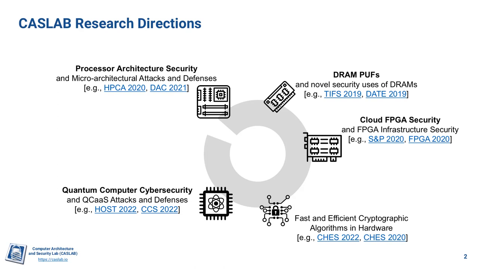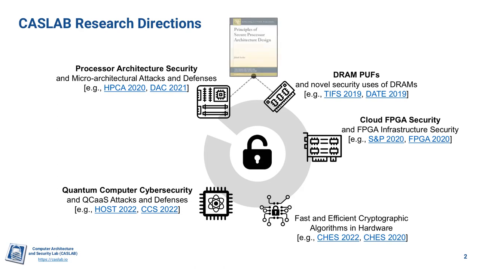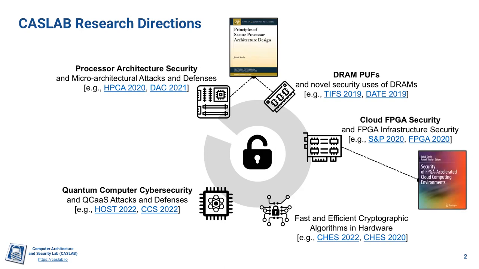In addition to research, I'm also very interested in education, and related to that, I have two books. One is on processor architecture security, which deals with designing secure processor architectures, and which I published a few years ago. Then this December, we have a book with Russell Tessier from UMass coming out on the security of cloud-accelerated FPGA environments. It's a really nice way of summarizing a bunch of research into a concise form so people can learn from it. I'm using this book in my current FPGA course as course reading. We cover a lot of different topics, but I think the most exciting one right now is quantum computer security.